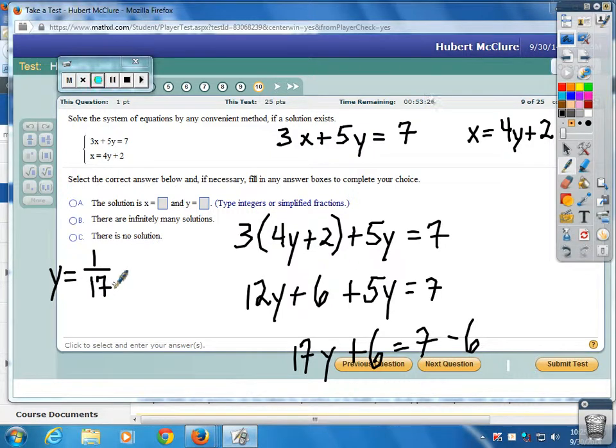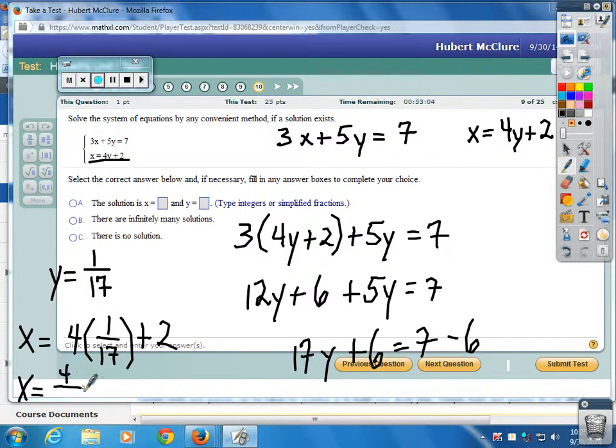Now take that and plug it back in, and I'm going to plug it into this one because it's already solved. X is equal to 4 times 1 over 17 plus 2. And that's going to be X is equal to 4 over 17 plus 34 over 17.